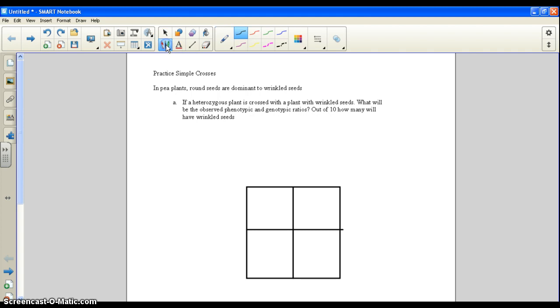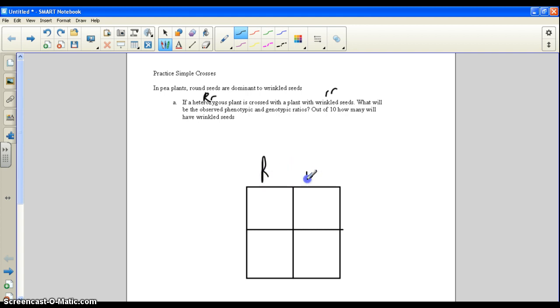So the first step is to determine the genotypes of the plants that you're crossing. So heterozygous, we're going to use R, is big R, little r. And wrinkled is little r, little r. Since it's recessive, it has to be two little r's. Then we're going to place our gametes, as we call them, onto the Punnett square.